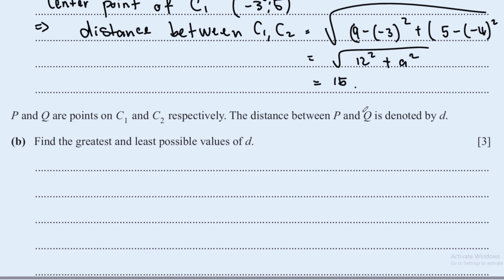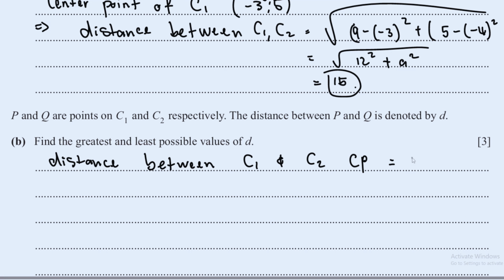Okay, now points Q and P are on C1 and C2 respectively. The distance between point Q and P is denoted by D. Find the greatest value. Essentially all they want us to do here is find both radii and then add and subtract them from the distance between the center points. That's all we do when they ask these particular questions. Okay, so we know the distance. Maybe you don't have to write all of this though, because it's A levels. I'm just writing this for explanation. The distance between C1 and C2 center points is equal to 15.